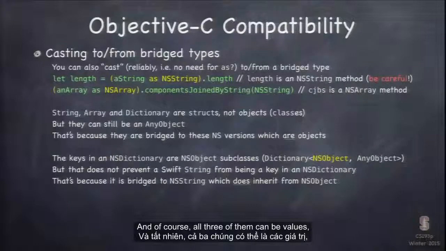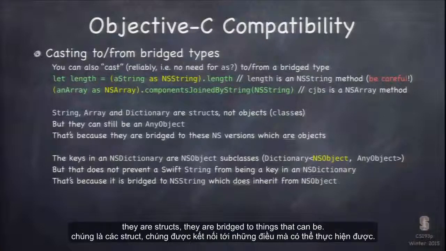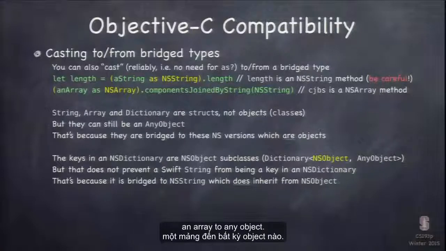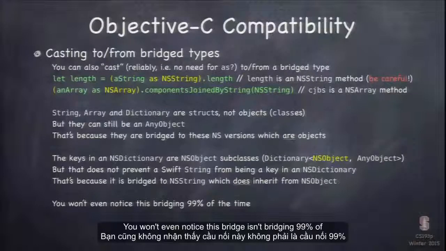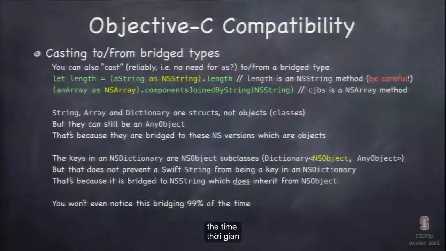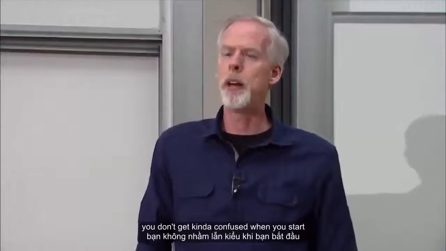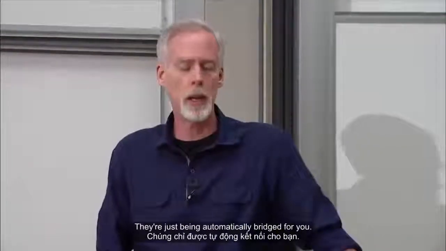And of course, all three of them can be the values, because even though they're not really objects, they are structs, they are bridged to things that can be, okay? So it is okay to pass a String or an Array to AnyObject. You won't even notice this bridging 99% of the time. It just happens automatically, but I just wanted you to know that that's going on, so you don't get confused when you start seeing NSString, NSArray, what's going on. They're just being automatically bridged for you.